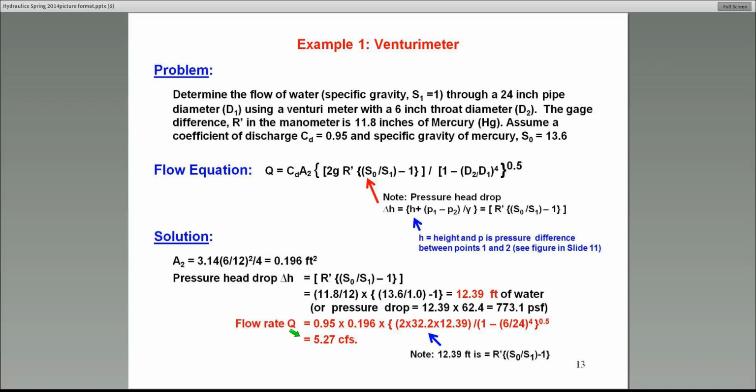So the primary purpose of Venturi meters is to measure the discharge. And I will try to go as slow as I can. If I'm going a little fast, please let me know.